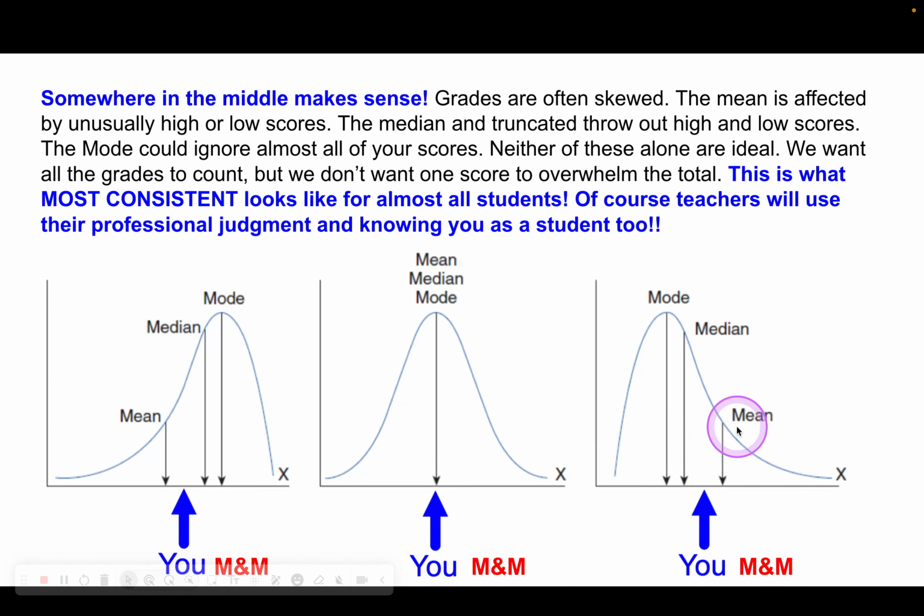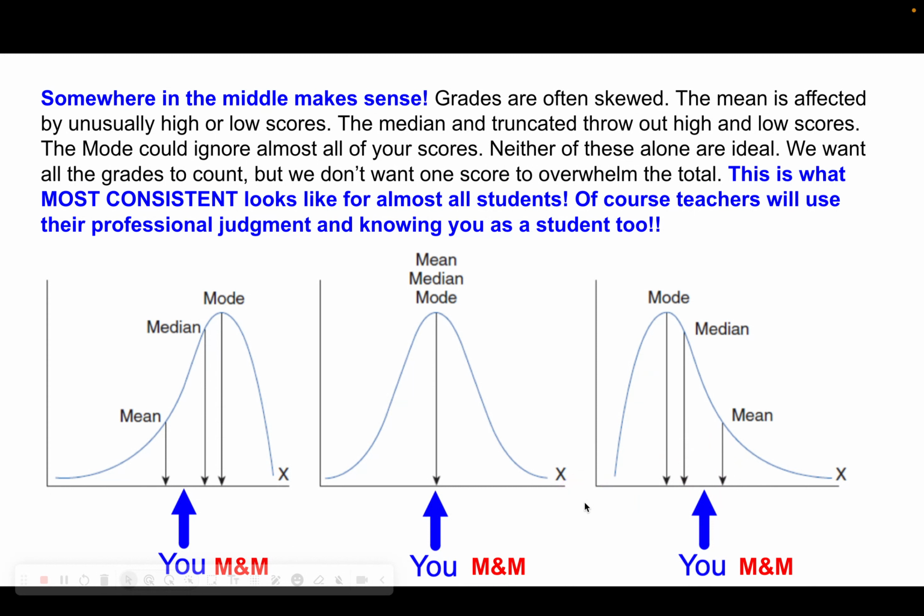And that average, halfway in between the median and the mean, is what we're going to call the M&M. It's the mean and the median average, if you will, right? So we're calling that the M&M. So we're going to average those two out and see if the middle is actually closer to the mean or closer to the median, and try to figure out who you are as a student.